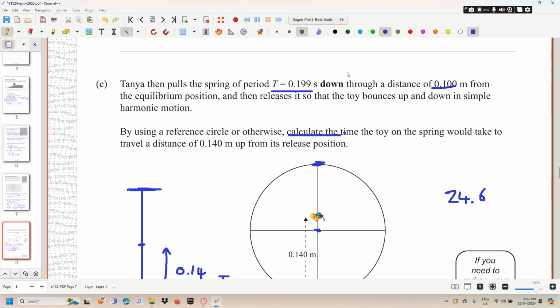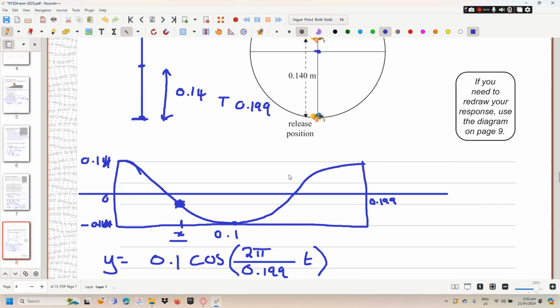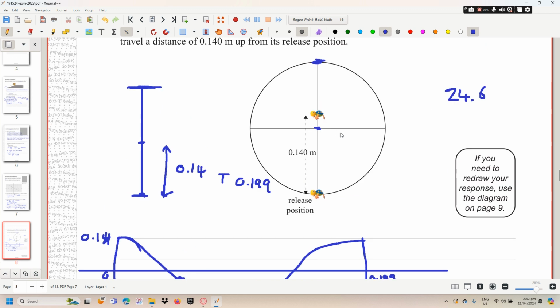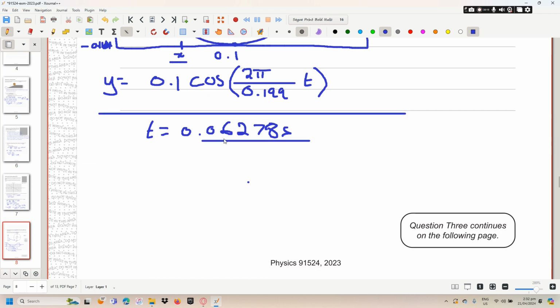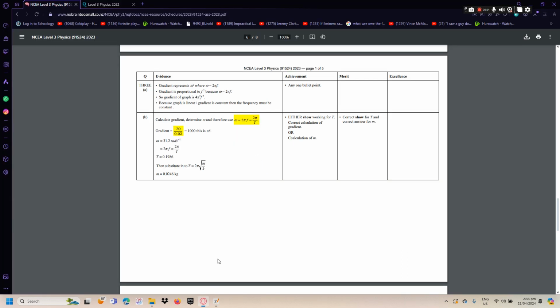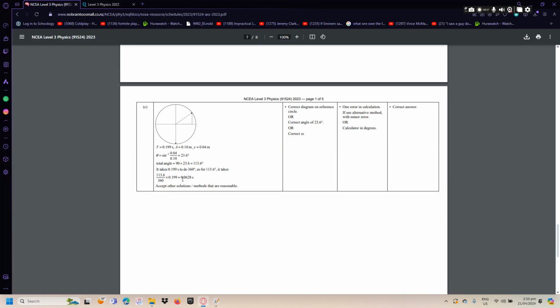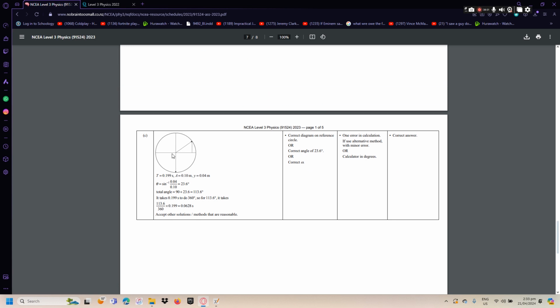Now I would definitely advise watching this again and really just trying to understand what's going on. The fact that this toy bouncing up and down can be modeled by this curve. It's the same curve that models the tides of the ocean, for example. So 0.06278, they'll want that to a few significant figures, so say 0.063 seconds. 0.0628, there we go.